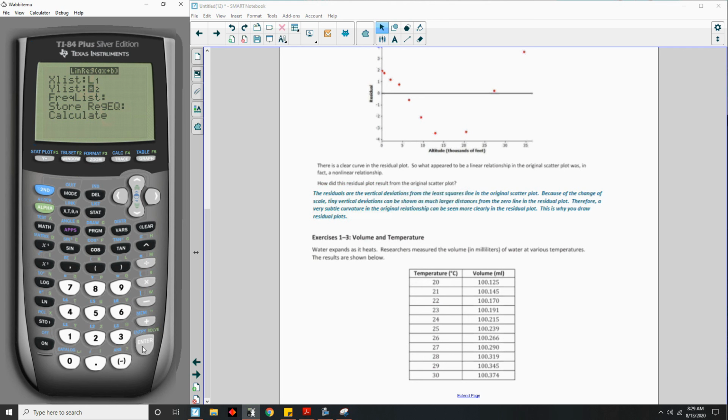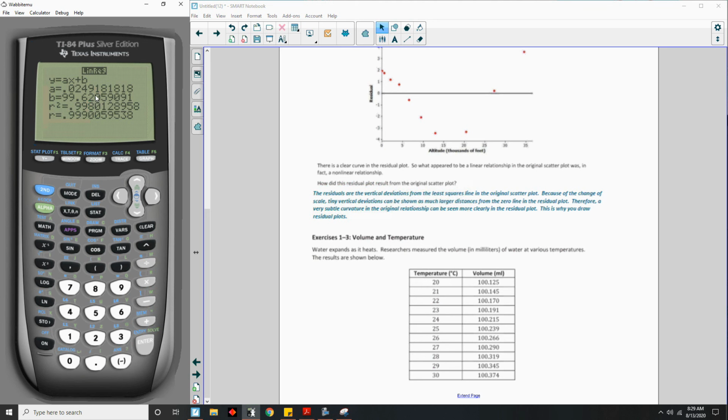If that already says that, you just enter through. You don't need to put anything in for frequency list or storing reg EQ, and hit calculate. And it creates the equation. It finds the best rate of change and the best y-intercept for our best fit line.